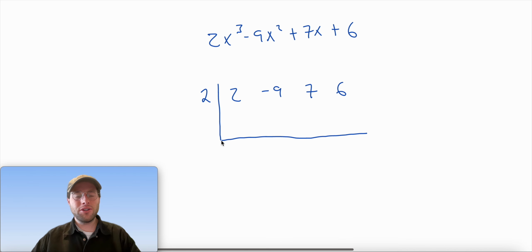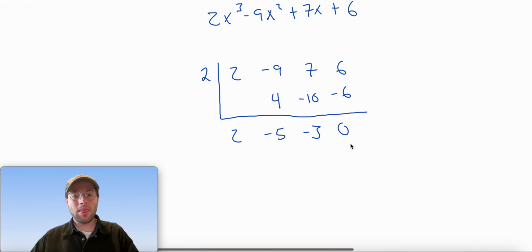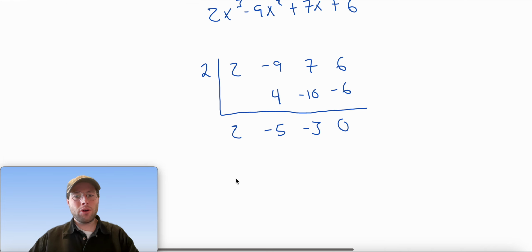Now, doing synthetic division, we drop down the 2 here, multiply 2 times 2 is 4, carry that over here, add them together, negative 5, and then we get 2 times negative 5 is negative 10, carry that over, add them together, and we'll get negative 3. 2 times negative 3 is negative 6, and we get negative 6 added, and that will be 0. So that worked out. Awesome. Now the new polynomial we're left with is 2x squared minus 5x minus 3.